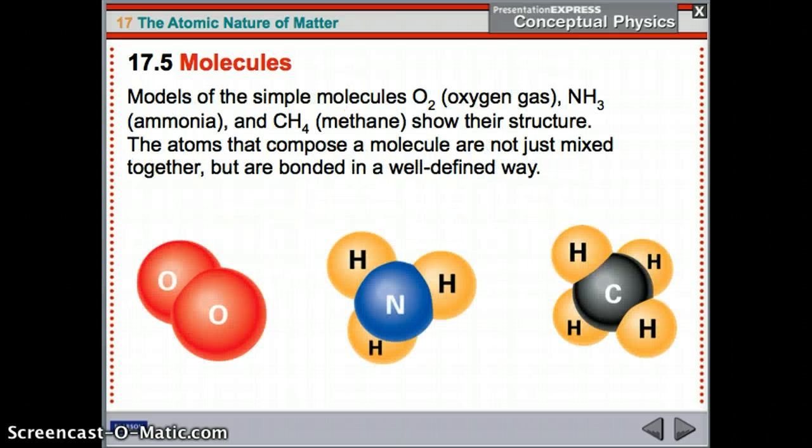Here's some models of some molecules. So you have an O2 oxygen molecule, an NH3 ammonia molecule, and a CH4 methane molecule. So you can kind of see how this is structured. It looks somewhat like this, with these four branching off, or the three branching off, and the nitrogen in the middle, or the carbon in the middle. So they're bonded in a defined way.